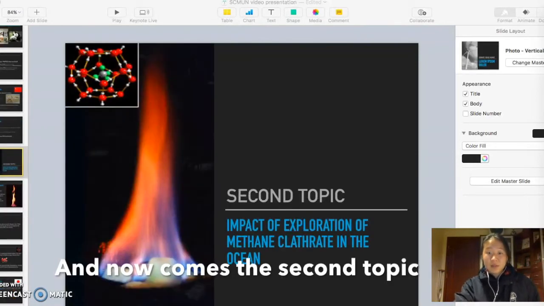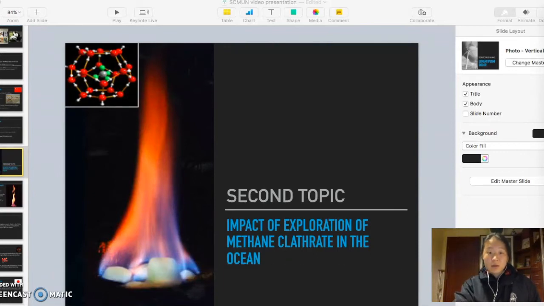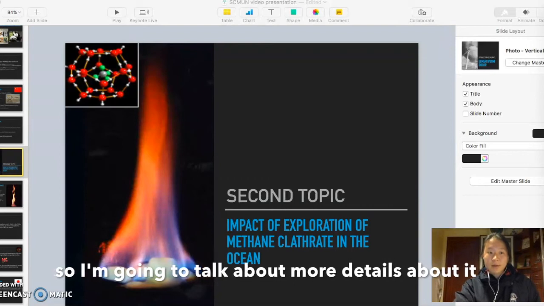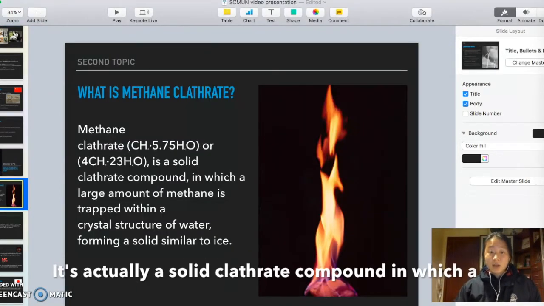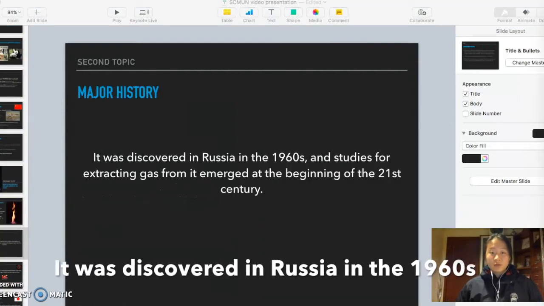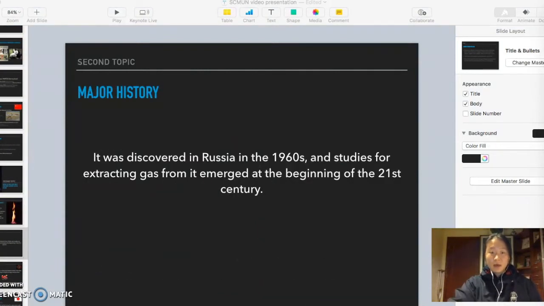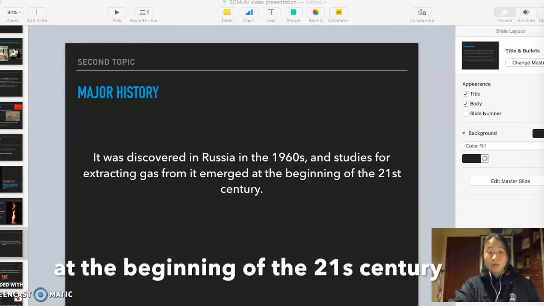And now comes the second topic. It's a little more complicated than the previous one, so I'm going to talk about more details. First, what is it? It's actually a solid clathrate compound in which a large amount of methane is trapped within the crystal structure of water, forming a solid similar to ice, so it's also called flammable ice. It was discovered in Russia in the 1960s. The study of extracting gas from it emerged at the beginning of the 21st century.